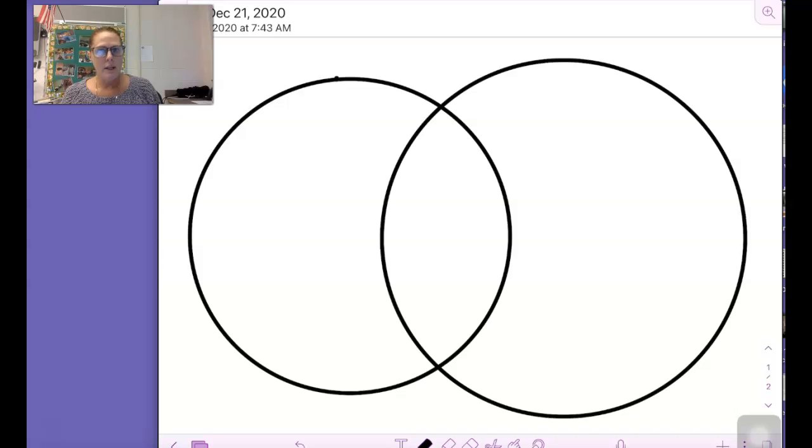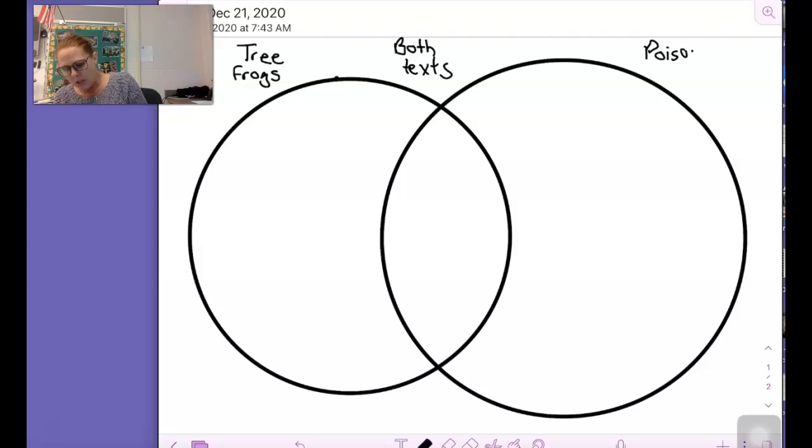So we are going to start with tree frogs on this side. So I'm going to label tree frogs over here. The center is both texts. So this is where we found information that was the same in both chapters that we read. And then on this side is going to be information just for the poison dart frog.